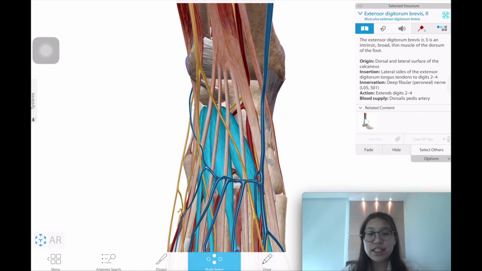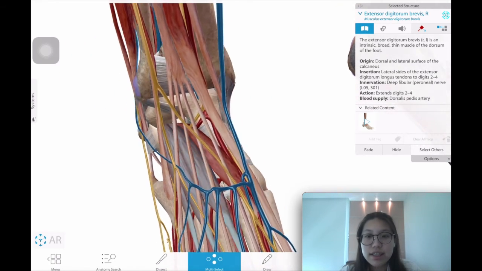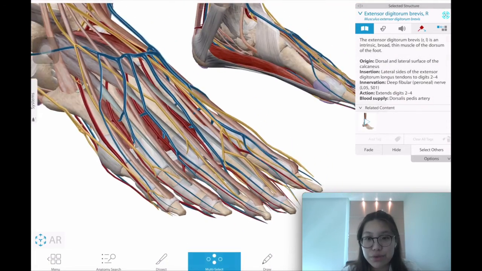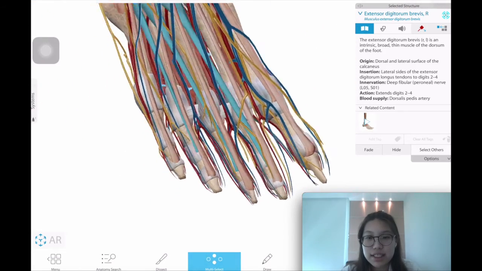This is the extensor digitorum brevis. It originated at the dorsal and lateral surface of the calcaneus. The insertion is at the lateral side of the extensor digitorum longus tendon of digits 2 to 4. The innervation is the fibular nerve, and the action is to extend digits 2 to 4.